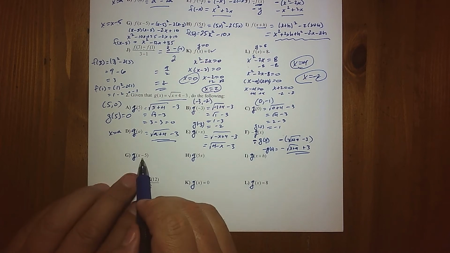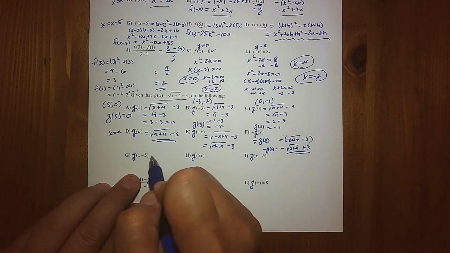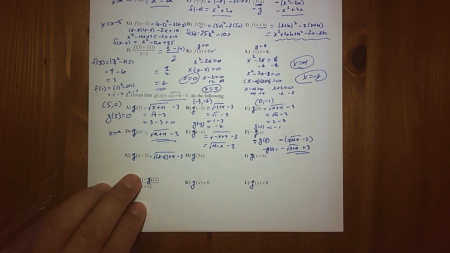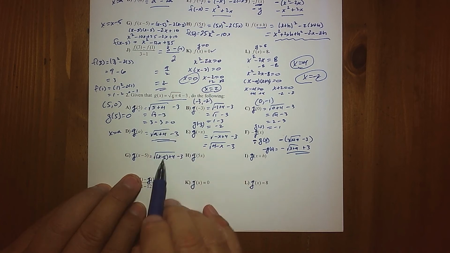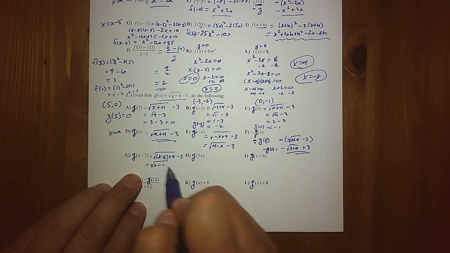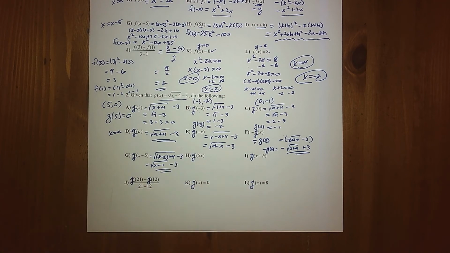Okay, what about the x minus 5? Well, again, if I replace it, we've got x minus 5 plus 4 and minus 3. So I'm replacing that x with x minus 5. We can clean that up. I think we end up with x minus 1 minus 3 in there, right?